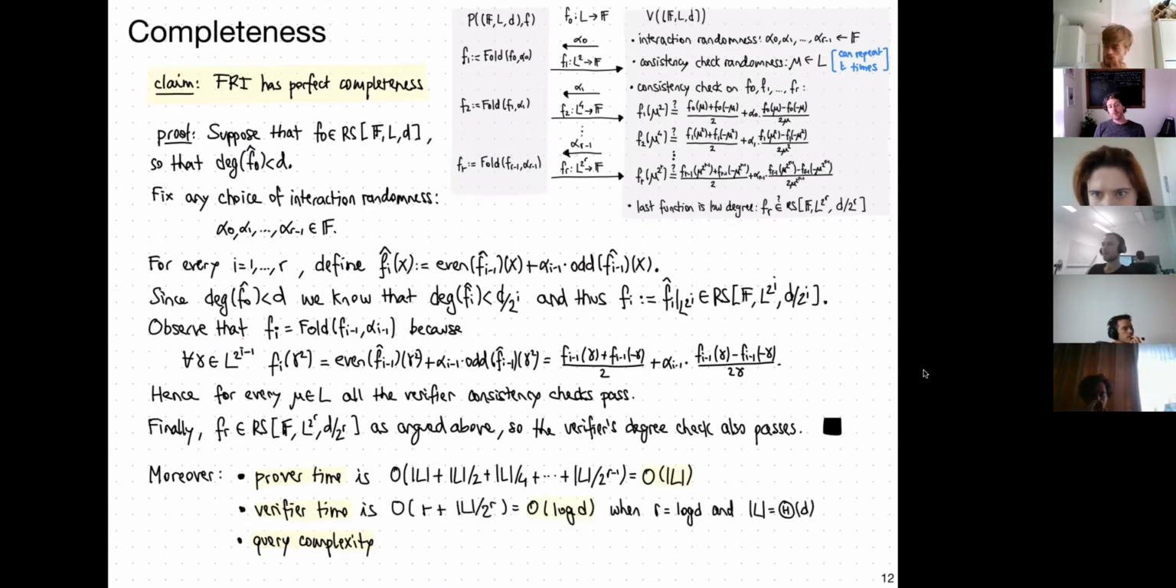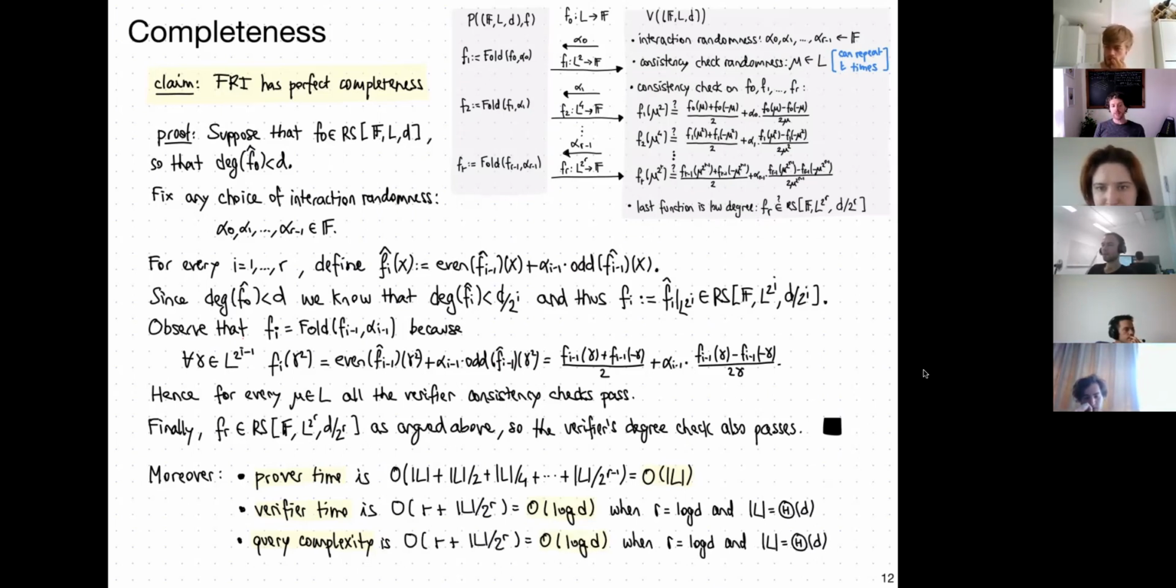The verifier time would be the number of randomness that we need, which is almost nothing, and we'll have this L divided by 2 to the randomness, which is what we check at the end. So the time that we run at the end is just O of log D, so it all behaves nicely. And the query complexity is exactly what we had before: we make these consistency checks at each point, plus the chunk that we're reading at the end with the last polynomial. So that's the completeness and the running time.